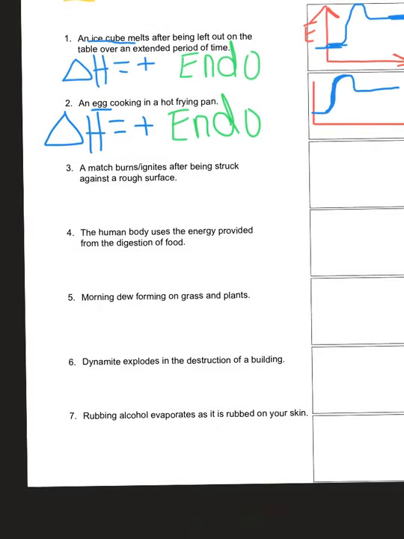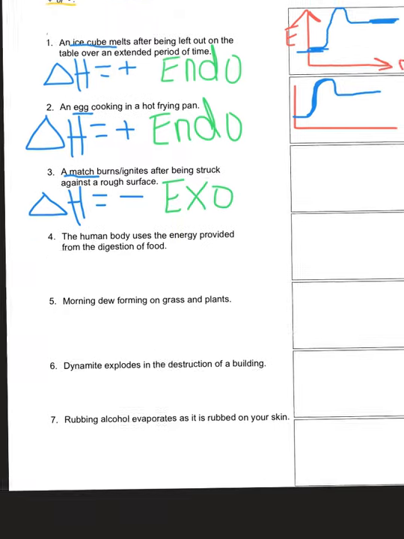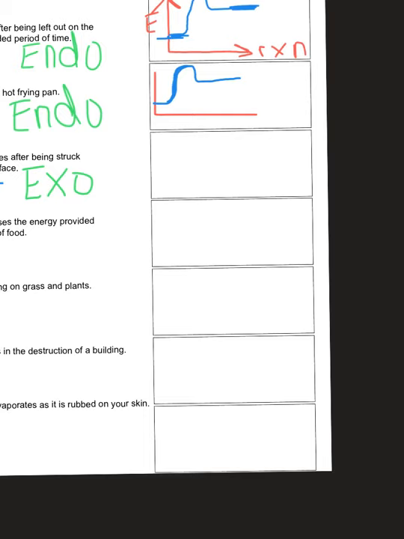A match burns or ignites after being struck against a rough surface. So the match will be our system. So if a match is burning, it is losing energy. It's giving off heat. So from the point of view of the match, our delta H is negative. Okay, it's giving off heat. So that makes it exothermic.